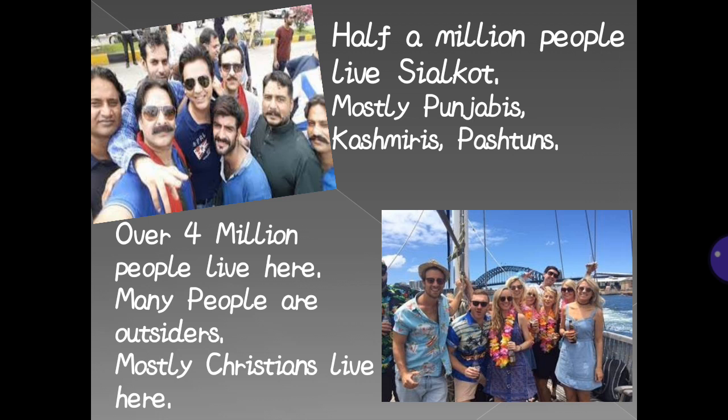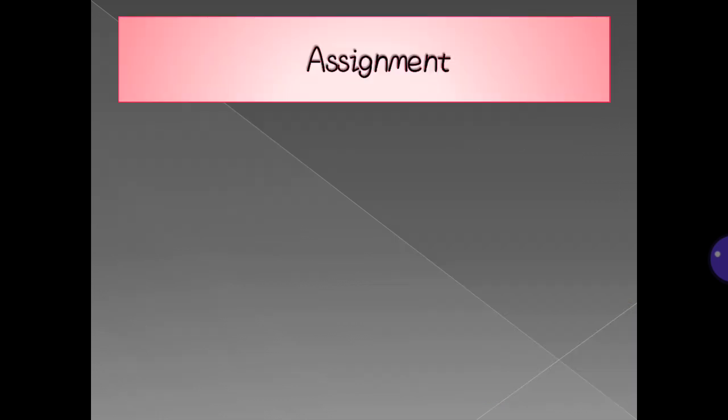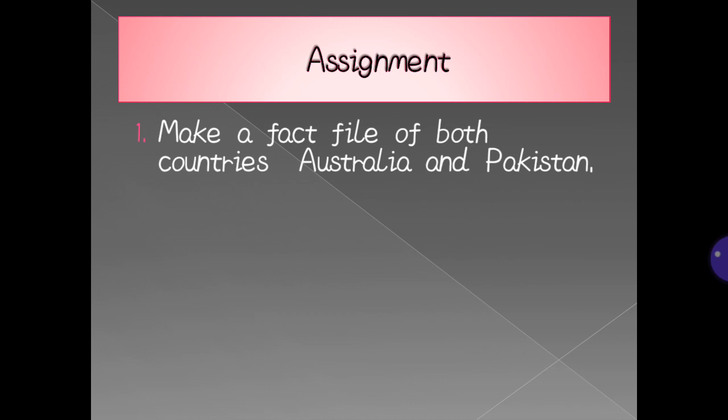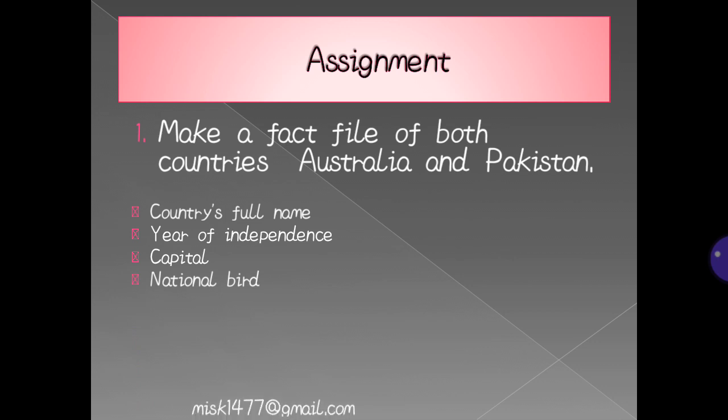So students, this was an overview or a revision for unit number 3. You can go through the video lectures again to get a more clear concept, or you can read the unit number 3 from book, and after doing so you will be making a fact file of both countries, Australia and Pakistan. You can add the ideas like country's full name, year of independence, the capital, national bird and national animal, national language, and more ideas like this.